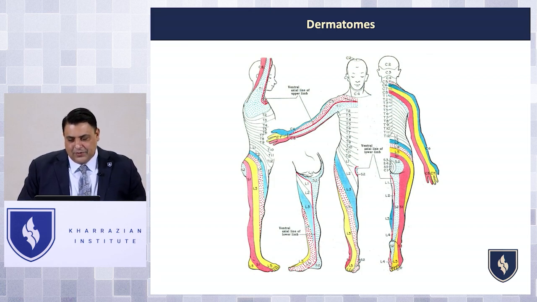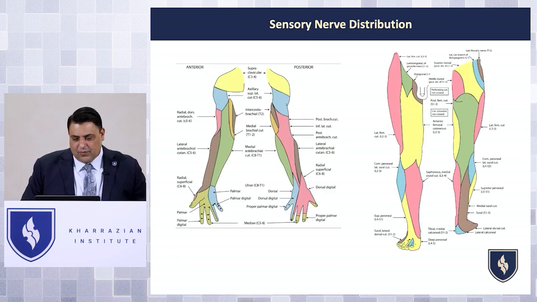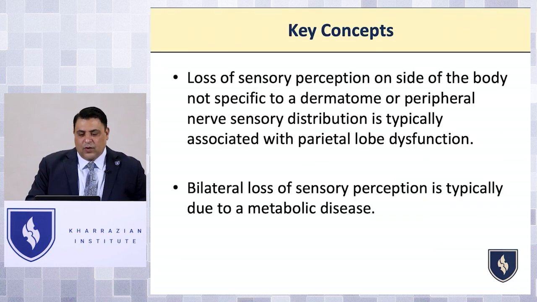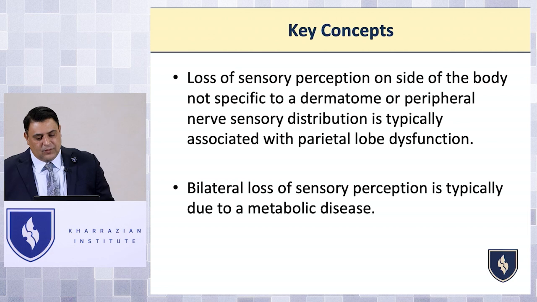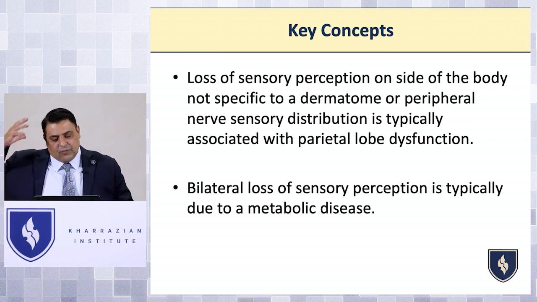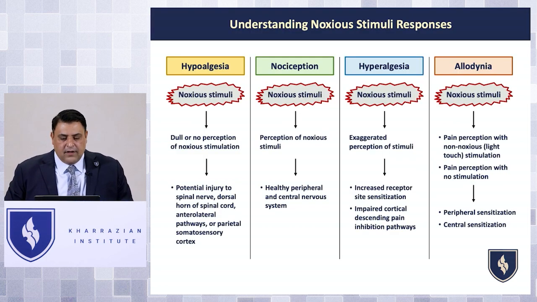You got to make sure you know your dermatomes as a clinician. It's funny how many people don't know their dermatomes. You got to know your sensory distributions when you do a sensory exam. These are for peripheral nerves. And then key concepts: loss of sensory perception on one side of the body, not specific to a dermatome or peripheral nerve sensory distribution, is typically associated with parietal lobe dysfunction, just how the brain is perceiving pain. And bilateral loss of sensory perception, whether it's hyperalgesia or allodynia, is really associated with metabolic types of conditions.